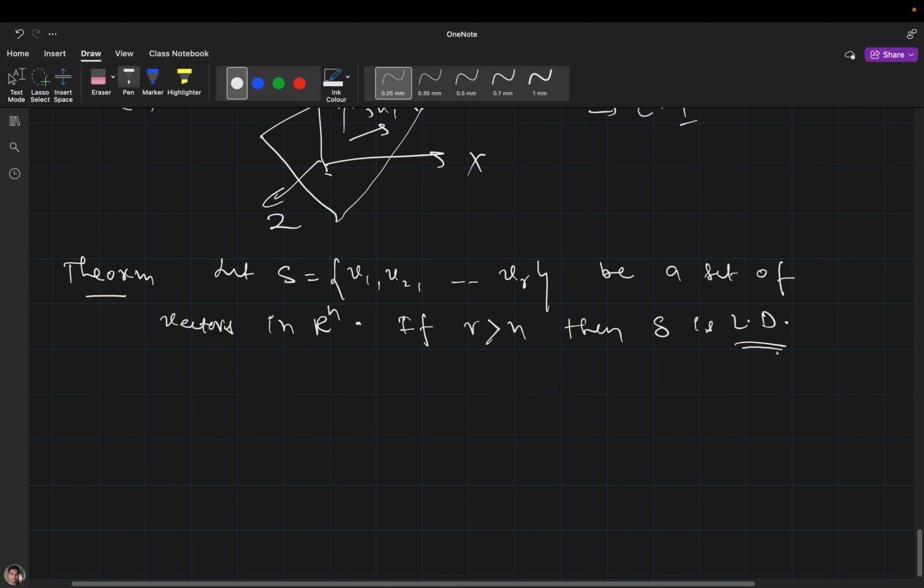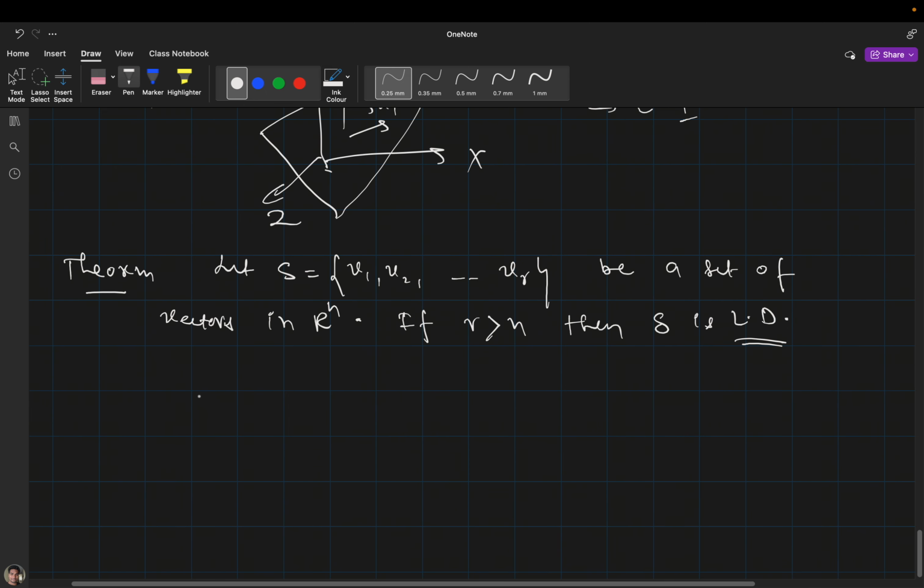But the extra vector can be a vector that is outside of that plane, similar to the previous one. That's what I'm saying. Suppose you have a three-dimensional space, and now you have four vectors. What I'm trying to say is those four vectors will always be linearly dependent.